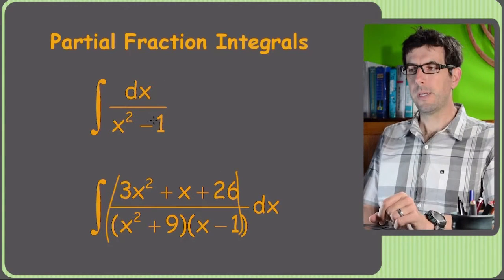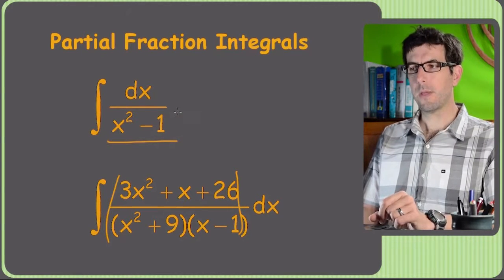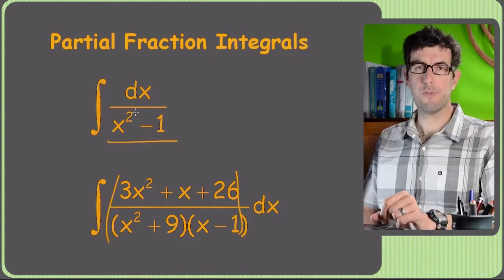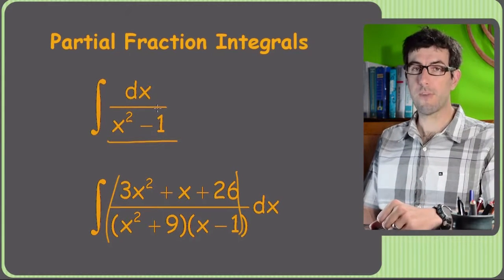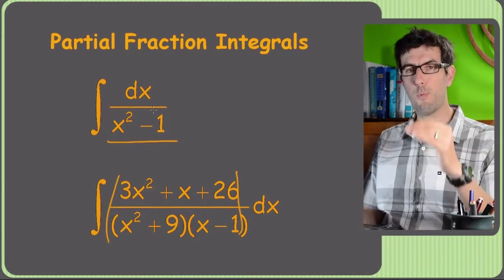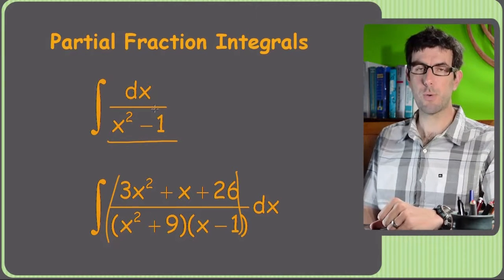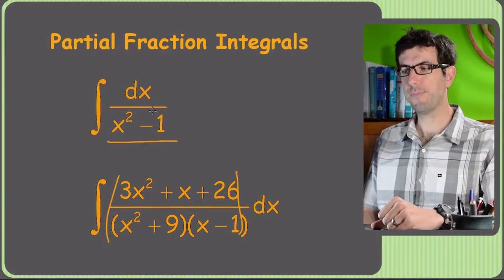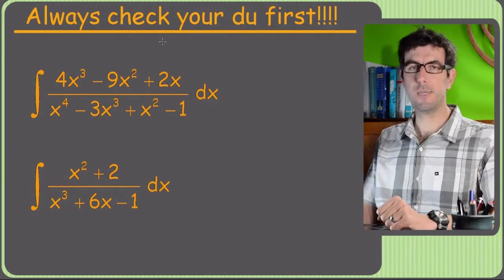Same thing here. This doesn't quite match any of our integral formulas, and the du wouldn't match for doing an ln, 1 over u. But using partial fractions, we can bust it up. So there is a cookbook process to this. So I'll work one of each of the trickier types of partial fractions just to remind you how that all goes. Alright, so first thing I've got to remind you though, always check your du first.